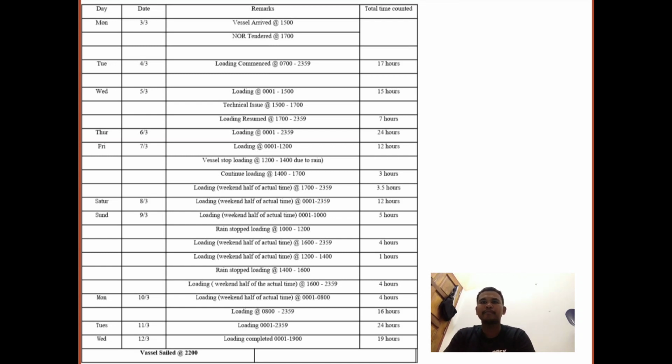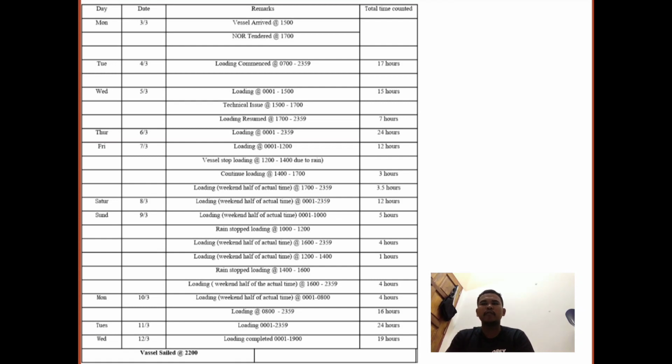On Sunday, 9 March, they started working from 1 hours to 10 hours and the laytime calculation is 5 hours. However, they stopped working due to the rain from 10 hours to 12 hours and there is no laytime calculation. Right after the rain stopped, they continued loading from 12 hours to 14 hours and the laytime calculation is 1 hour. From 14 hours to 16 hours, they stopped working due to the rain and continued working from 4 p.m. to 11:59 p.m. and the laytime calculation is 4 hours.